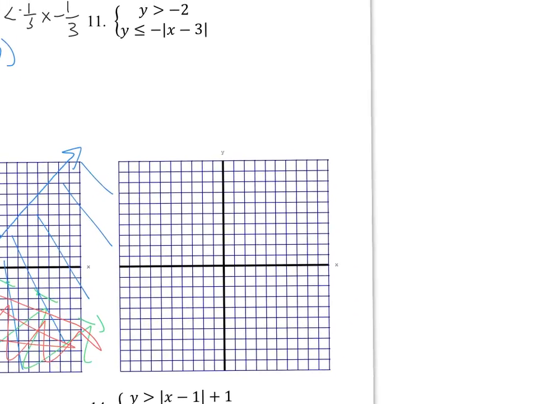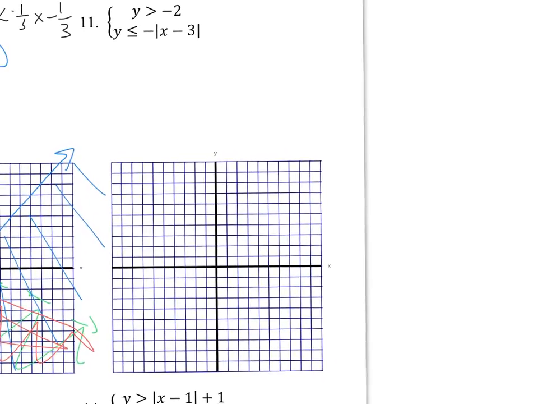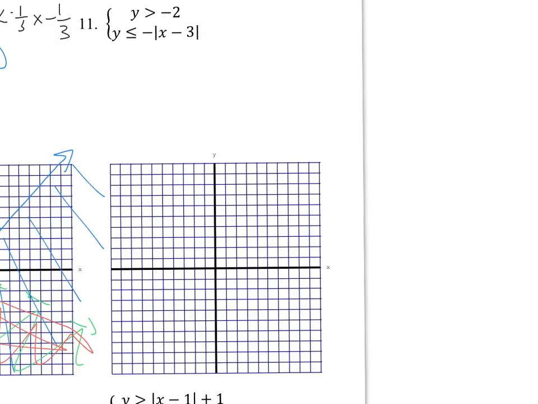Next, I have y by itself. So here's where y is negative 2. It should be dotted. Y is greater than, so it should be above. And then my vertex here would be right 3, and I do not move up or down. So right 3, don't move up or down at all. And if you used your table, here are your other points that you would find.